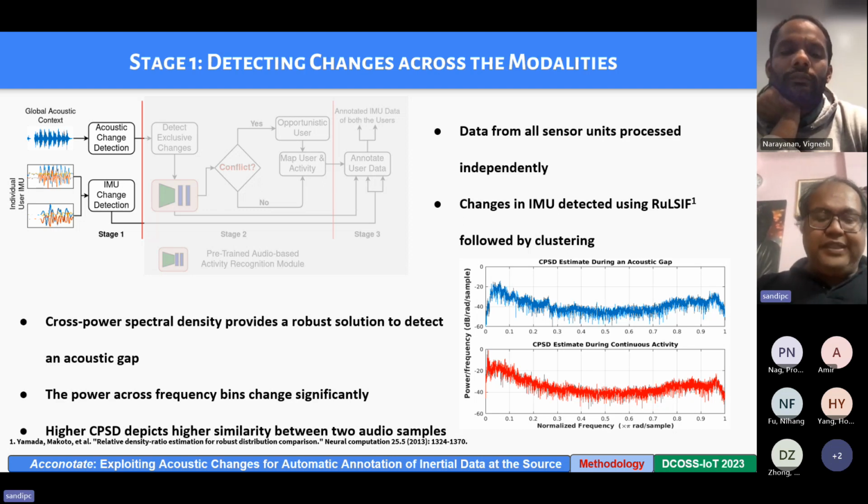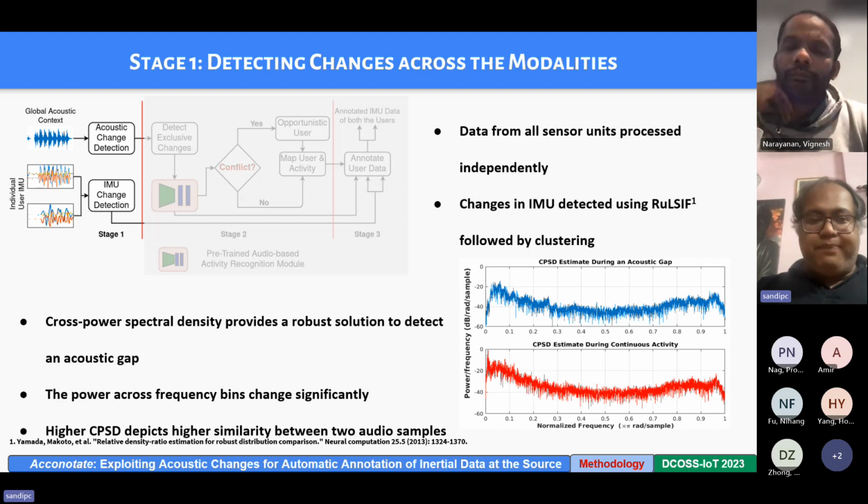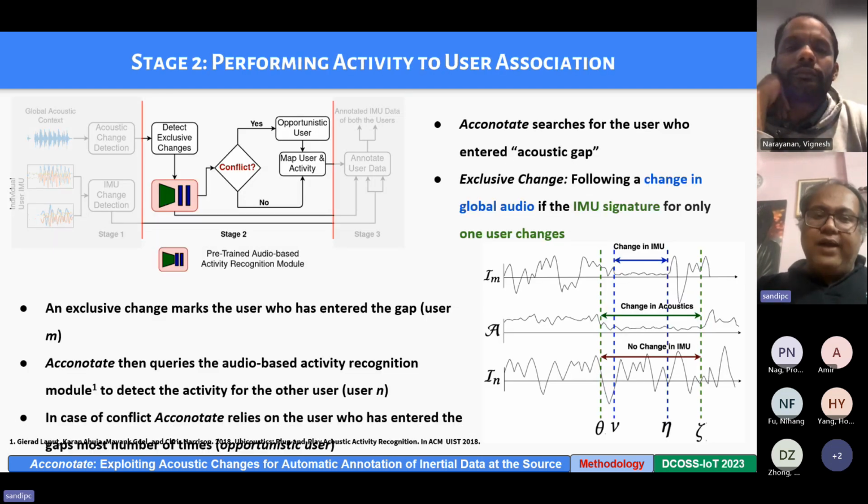If you have a higher CPSD value, that depicts similarity between the two audio samples. Now, once we pre-process the IMU data and the audio data, we get the change points from the IMU data, and we identify the acoustic gap from the audio signal. Then our model searches for the user who entered the acoustic gap.